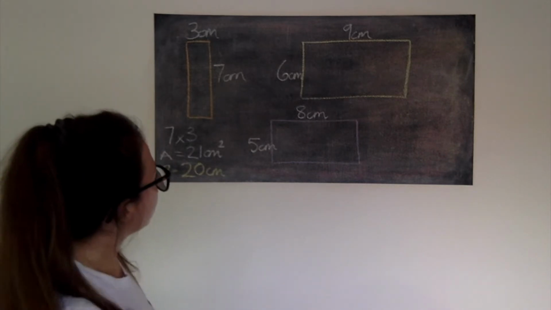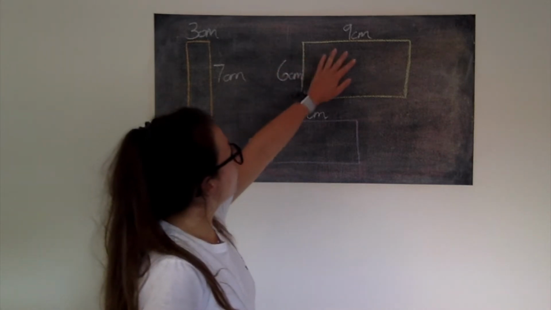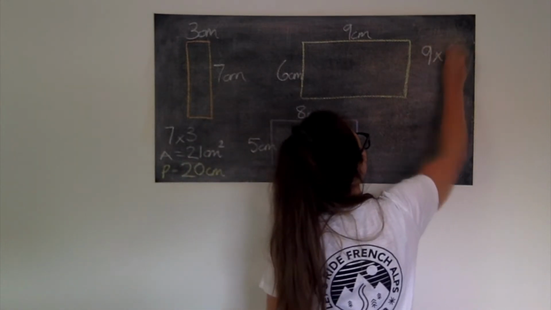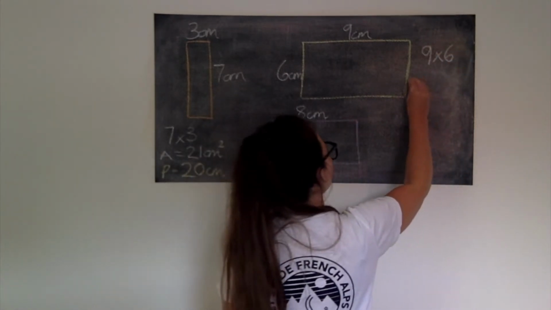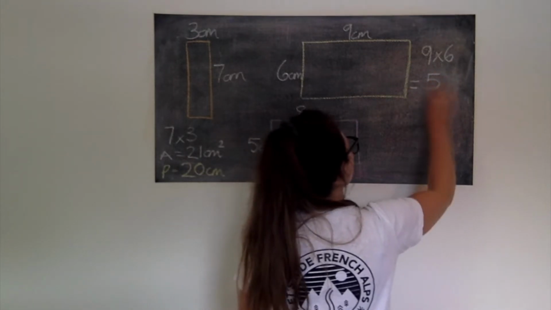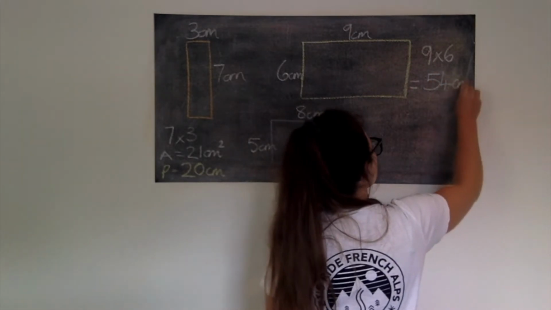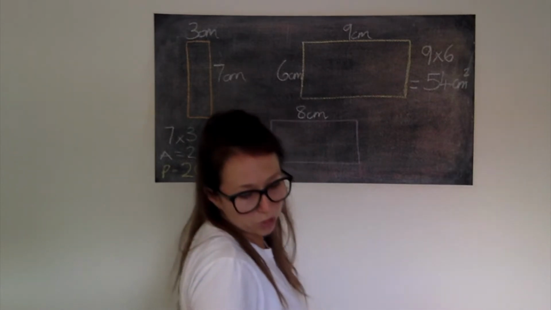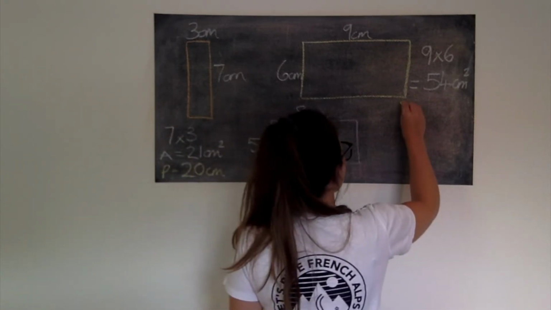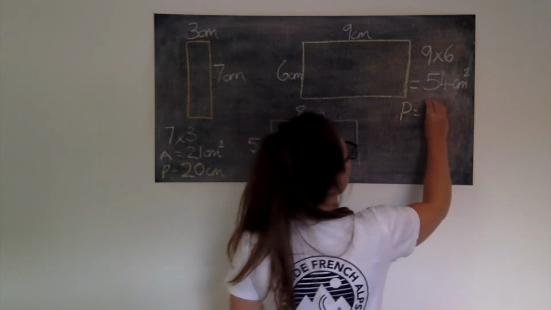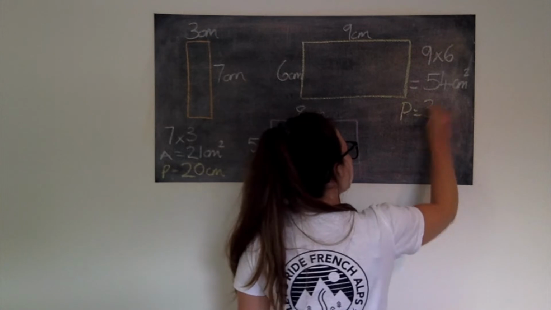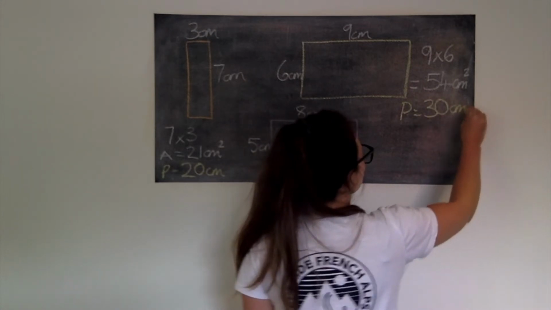Next one over here, we've got the length is 9 and the width is 6. So the calculation is 9 times 6 or 6 times 9. That gives us 54 centimetres squared. And again, if you have done the perimeter, it's just a case of adding them together. 9 and 6 gives us 15, times that by 2, perimeter is 30 centimetres.